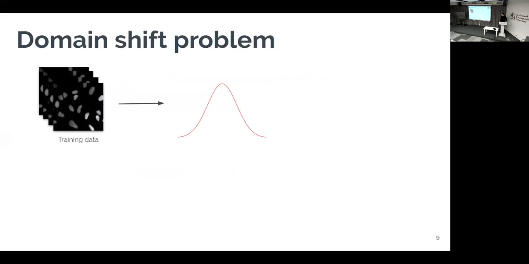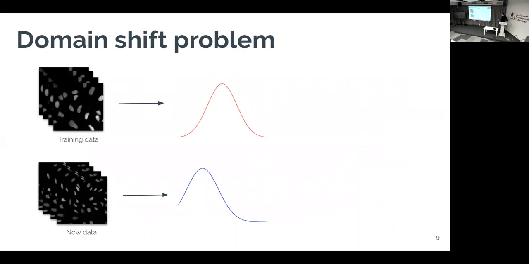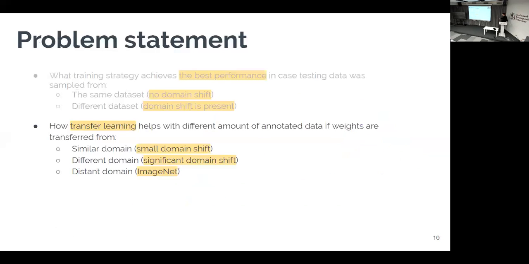So what is domain shift? Imagine we have our training data with some distribution showed here, and we train our model on this data, and then we obtain new data with some different distribution. So these two distributions are shifted relative to each other, and the model may produce weak results on new data, which has significantly different distribution compared to the original one.